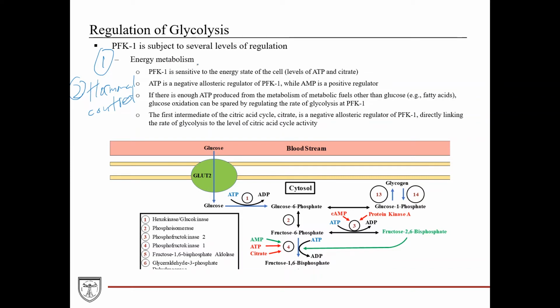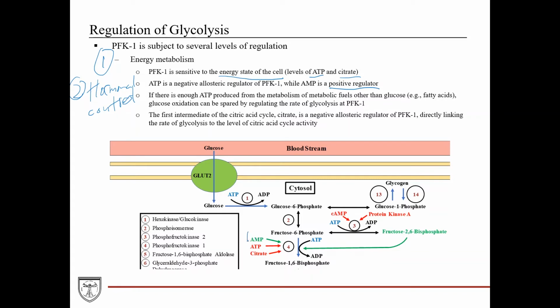So for energy metabolism, like I said, PFK1 is sensitive to the energy state of the cell, and specifically, it's sensitive to the levels of ATP and citrate. That makes sense. ATP is obviously the energy source that cells use, and citrate is the first intermediate of the citric acid cycle. ATP is a negative allosteric regulator of PFK1, while AMP is a positive allosteric regulator.